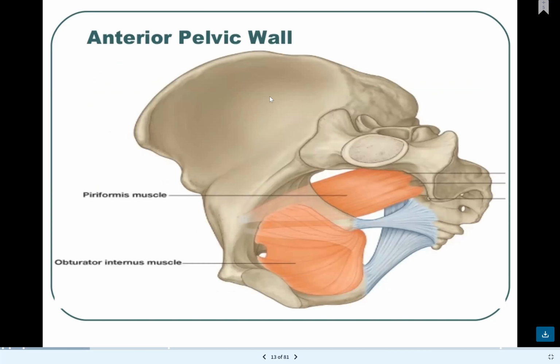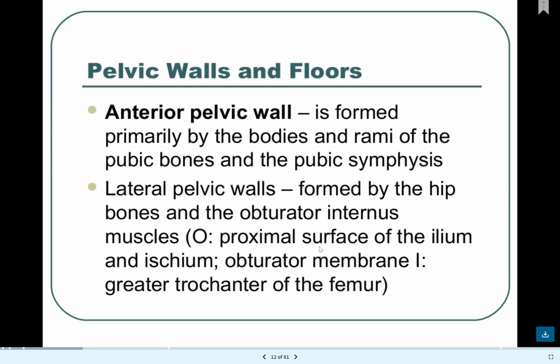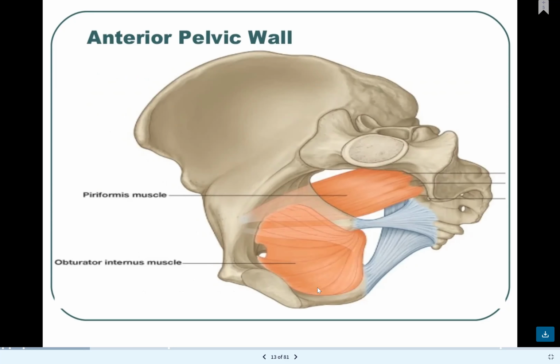So this is just to show us the anterior pelvic wall. So when we take the anterior pelvic wall, this is the obturator internus muscle. And if you did remember, this is a muscle that will form the lateral pelvic wall. And then the pubis and then the pubic symphysis, okay, are going to form.